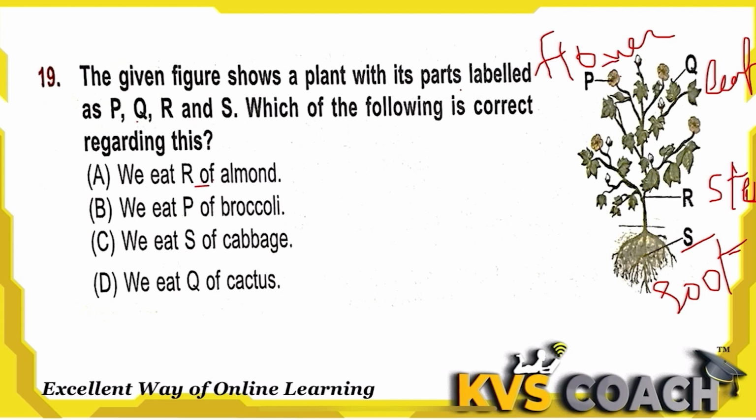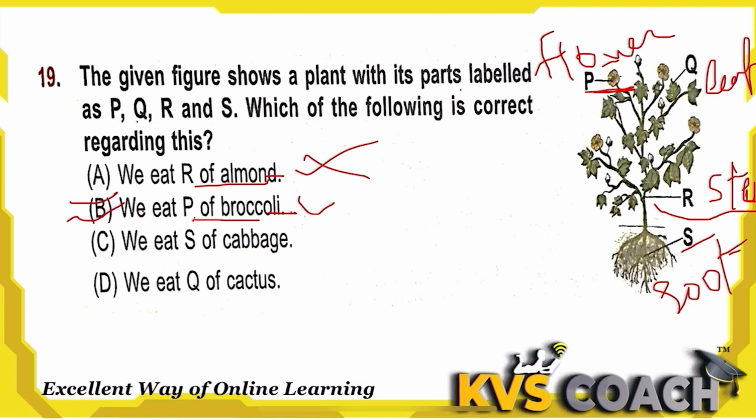Option A is, we eat R of almond. No, R is a stem. We do not eat R. Almond is a seed of the plant, fruit of the plant, sorry. Option B, we eat P of broccoli. P is a flower, broccoli is a flower. Yes, this is the correct answer. We eat P of the broccoli.